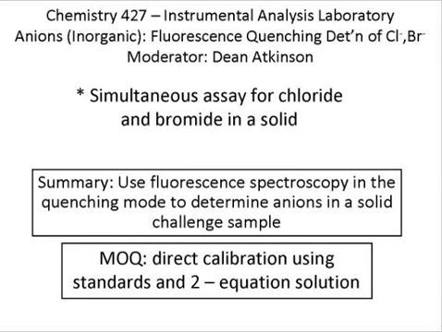The summary here, we're using fluorescence spectroscopy. So fluorescence spectroscopy I'll say a few words about. In the quenching mode, so I'll distinguish between fluorescence spectroscopy used directly to determine things and this indirect quenching mode to determine things, in this case the anions, the chloride and the bromide, in that solid challenge sample that I just mentioned. The method of quantitation in this case is going to be a direct calibration.